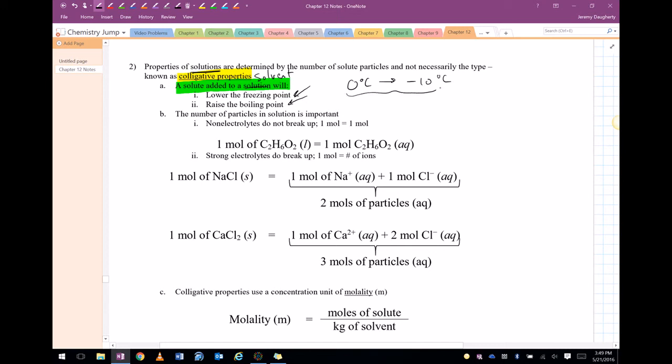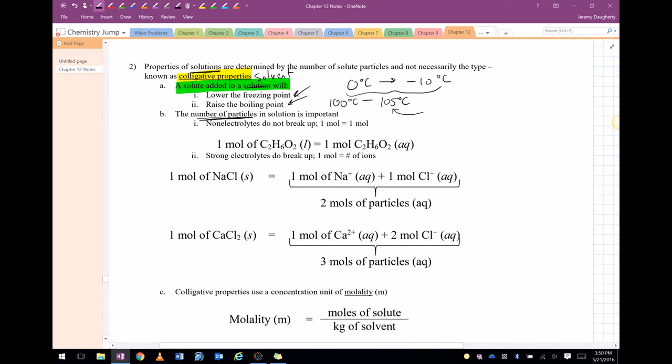Now that's advantageous when you have ice on your sidewalk. So you throw a little bit of salt on there, and that's going to lower the freezing point. It means it's going to freeze at a lower temperature than what it currently is, which is going to make it turn back into liquid water, so you no longer have ice on your sidewalks. Raising the boiling point, so instead of boiling at 100 degrees Celsius, maybe it boils at 105 degrees Celsius. And again, going back to the idea of boiling point, it's the temperature that cooks the food, not the action of boiling. So it's the number of particles that we're concerned about, not necessarily the type of particles.